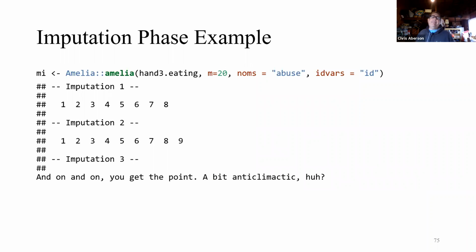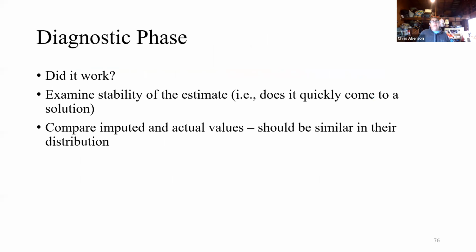When you run the Amelia command, you'll get something that looks like this. It just goes on and on until it does its 20 imputations, so you can watch it as it goes. I found that Amelia can be a little slow, although I like it better than another package called Mice. Mice is certainly the faster of the two packages, if you have a preference. We'll probably take a look at some Mice code later in the semester as well.